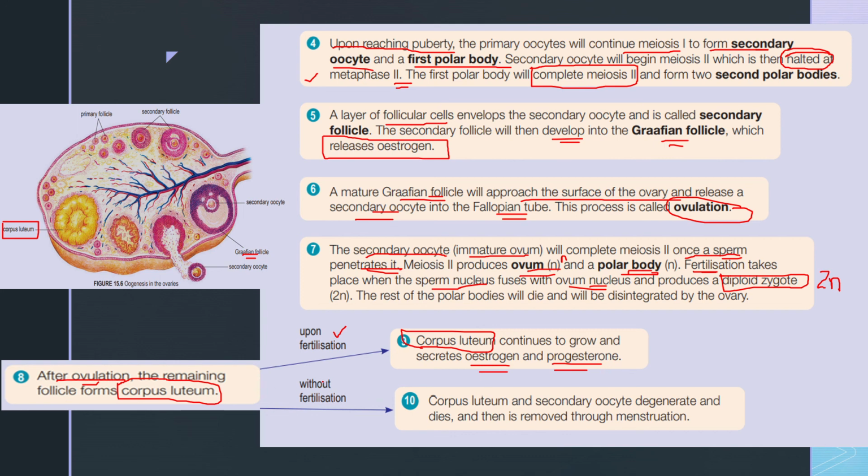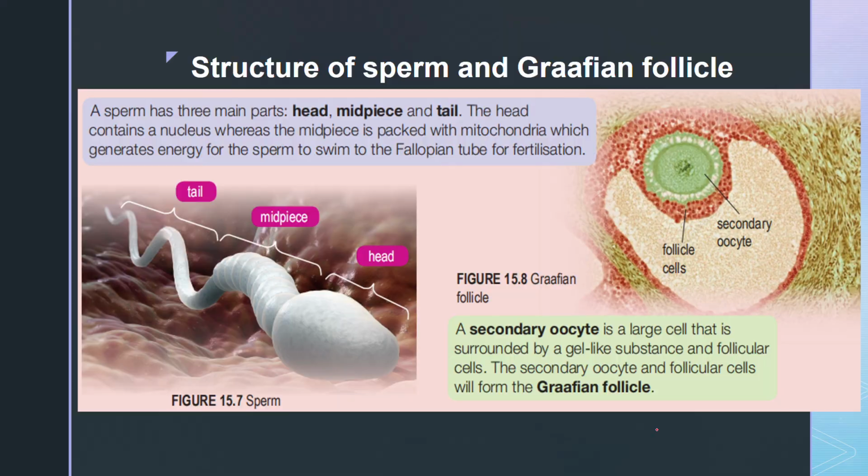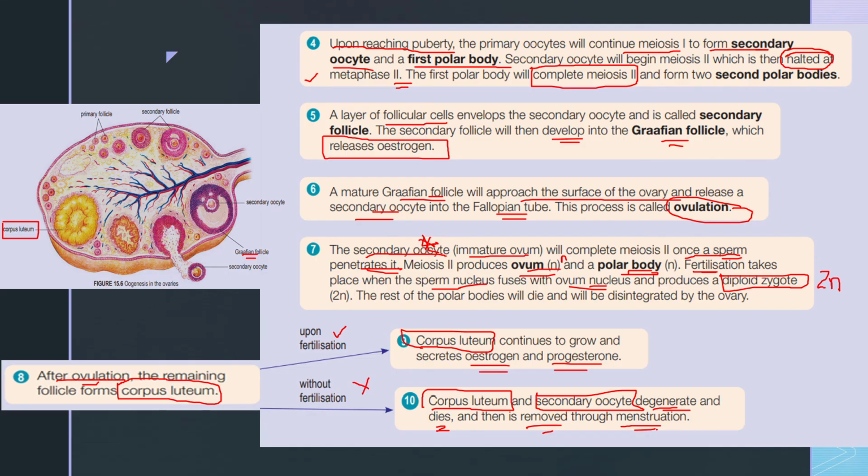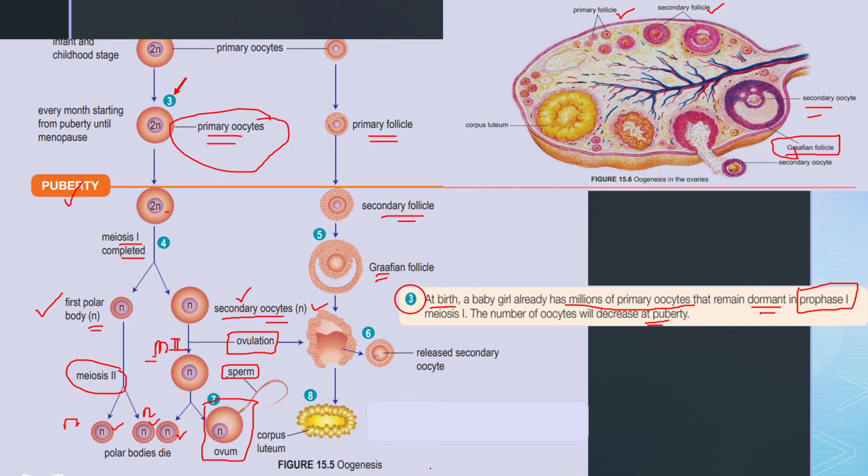All right, but if there is no fertilization, what happened to this structure, the corpus luteum and the secondary oocyte? Okay, this one. What happened to them is that they will degenerate, they will die, and therefore they will be removed through menstruation. Okay, that's the process of oogenesis, which happens in the ovaries of a female.